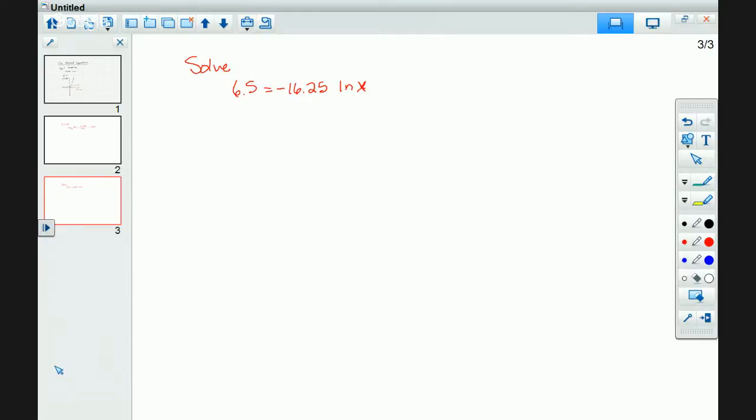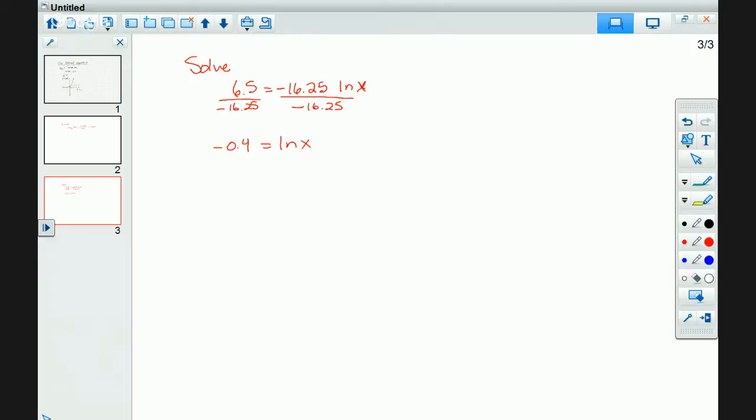Okay, first off, always try to isolate the log. So how do we get rid of this? Don't forget your basic algebra. And what do you get? Negative 0.4. Next thought, 3. Again, same cube.